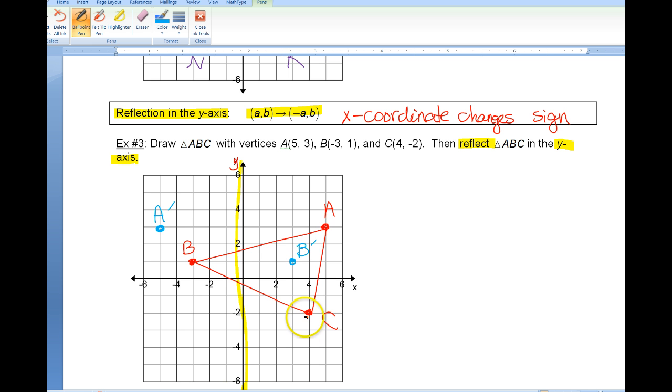And then C is over here. You can also just change these coordinates. Just change the x coordinate to a negative. So if I look at C prime, I get -4, -2. The y coordinate doesn't change. So here's C prime. Do you see that? You could either just look at the spaces on your graph, or you could change each of these. So here, A prime is -5, 3. B prime would be 3, 1.